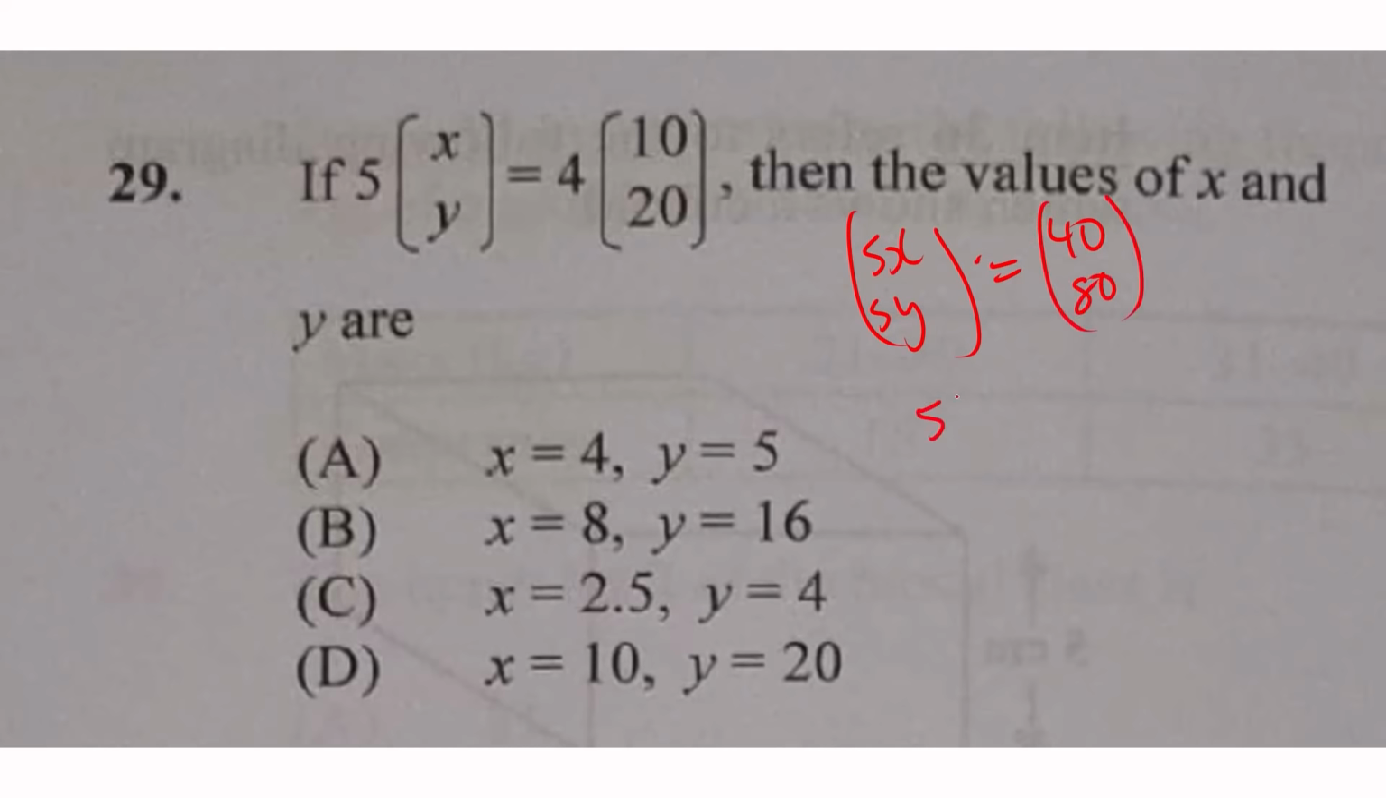So therefore, since they're equal, 5x is equal to 40. I know that 5 times 8 is 40, that means x is equal to 8. I know that 5y is equal to 80. Divide both sides by 5. So y is going to be equal to 16. So therefore, x is 8 and y is equal to 16, so our answer is going to be B.